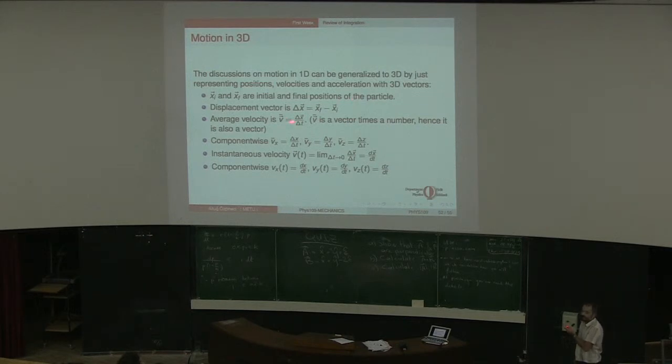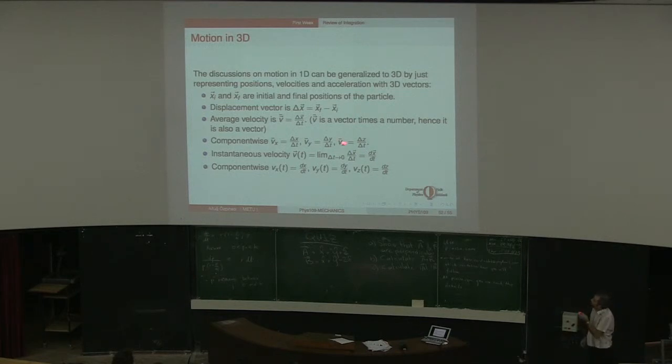Well, here I have two vectors equal to each other, but we had already said that if you have two vectors equal to each other, they should have the same components. Well, the x component of the average velocity vector is equal to the x component of the change in the position of my object divided by delta t. The y component is the change in the y position divided by delta t. The z component is the change in the z position divided by delta t.